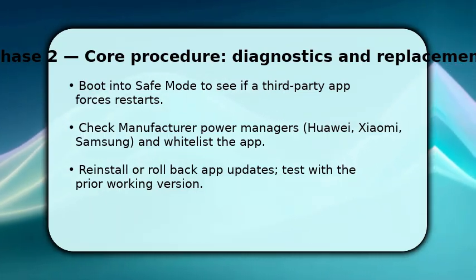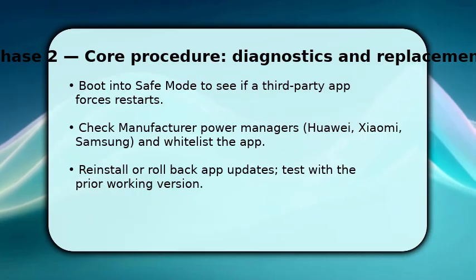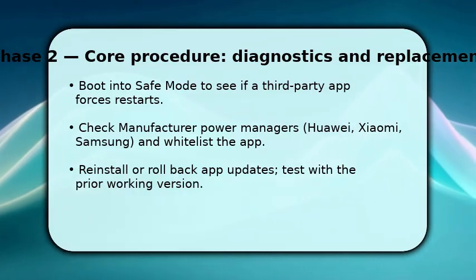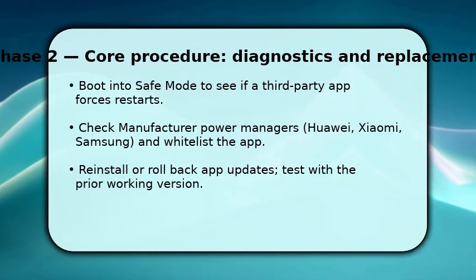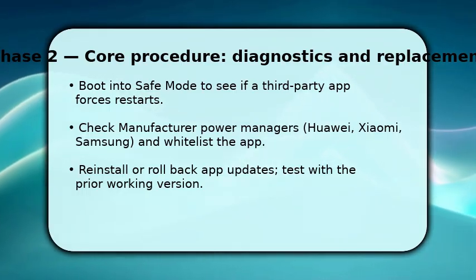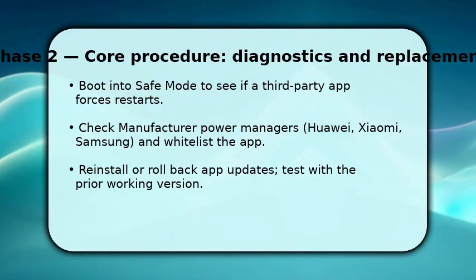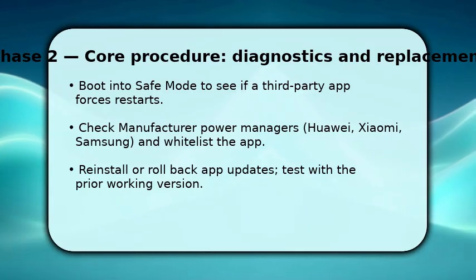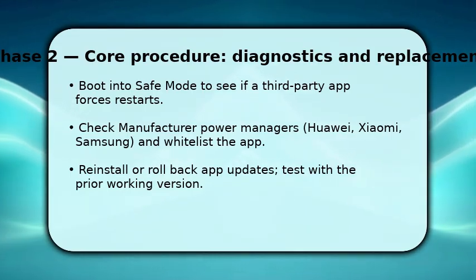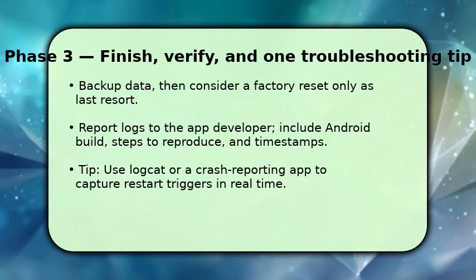Then inspect any manufacturer power manager or auto start lists and explicitly whitelist your app, because OEMs often kill background processes. If the issue began after an update, reinstall the app or roll back to a previous build to test stability. Finally, update Android system components. Outdated frameworks can cause app crashes, and to finish, back up your app data and settings.